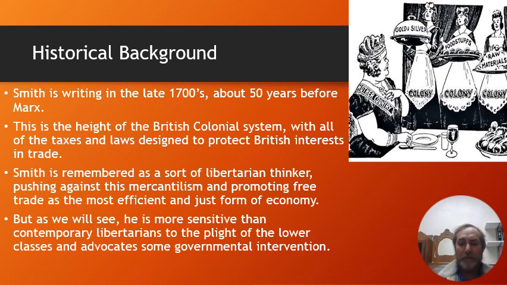Right? So Smith is typically remembered today as a kind of libertarian thinker. He was not a fan of what we call mercantilism, that the British were practicing, right? Trying to exert all these controls and taxes over trade. And instead, he thought that free trade was going to be the most efficient and most just form of economy. But as we'll see, compared to many contemporary, more libertarian thinkers on the right, he's actually much more sensitive to the problems of the poor and of the workers, and he does advocate some degree of governmental intervention to help people who suffer under this system, even if he thinks there shouldn't be too much governmental interference in this overall system itself.